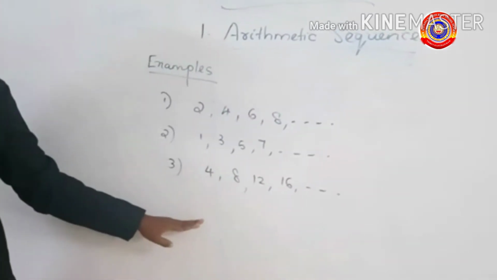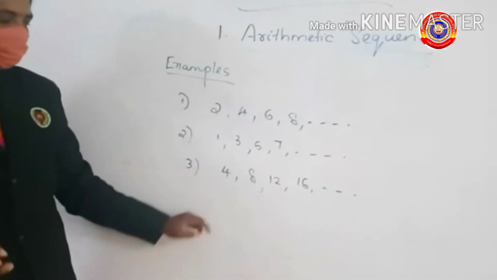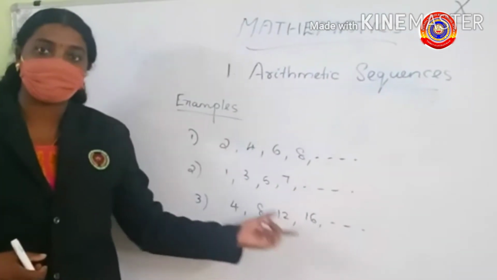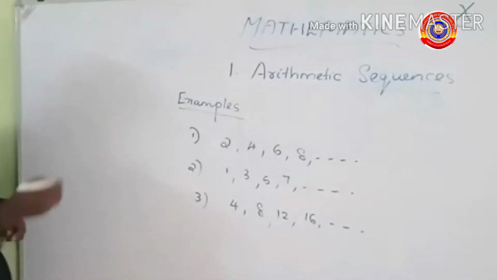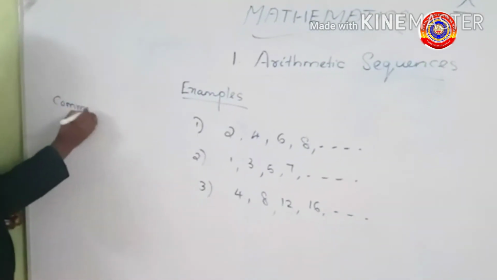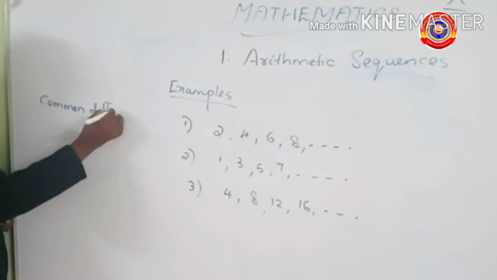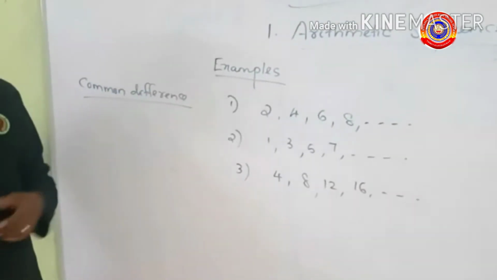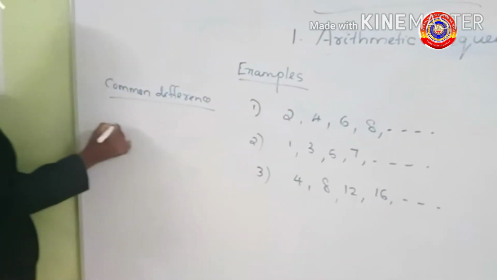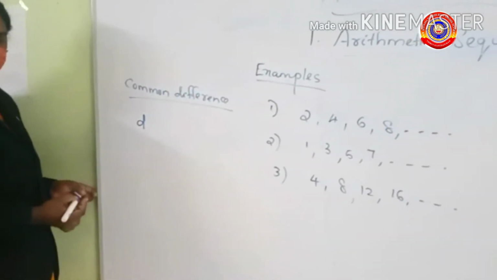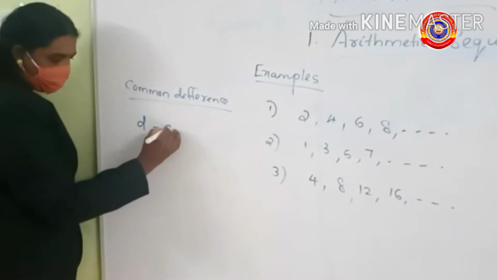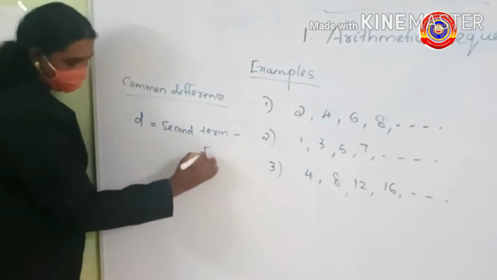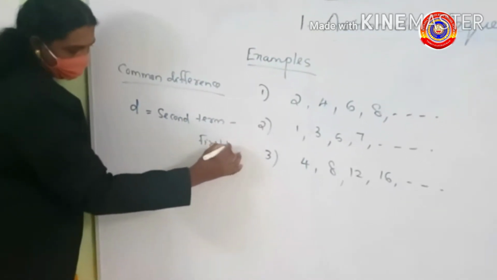The fixed number we added again and again to get the sequence is called the common difference of the sequence. Children, how do we find the common difference of an arithmetic sequence? Common difference we can represent by the letter D. D equal to second term minus first term.